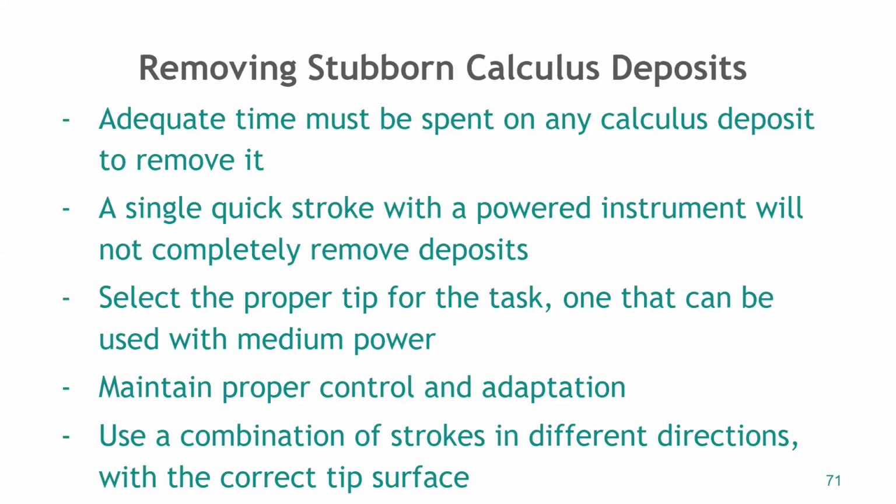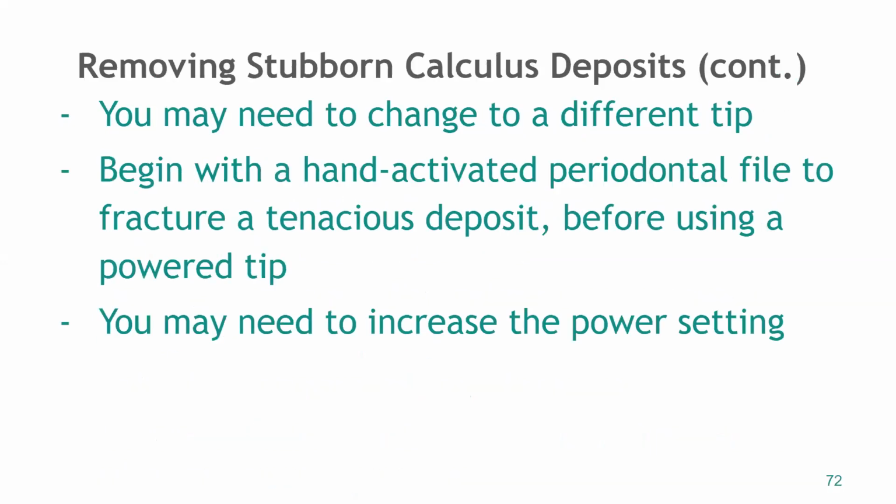So a lot of times you're going to be using horizontal strokes, and then you'll be using oblique strokes and then vertical strokes. It's going to be a combination in order to go over the calculus in all directions to get all the layers off too. You may need to change to a different tip.